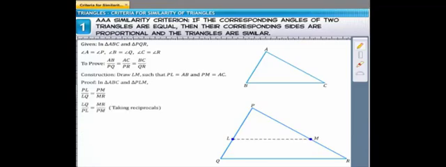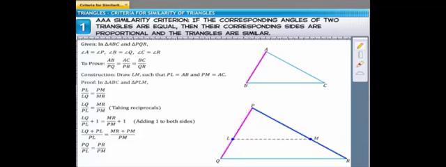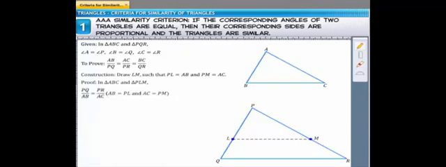Now, let's take the reciprocal of this equation. Let's add 1 to both sides of the equation and simplify it. Here LQ plus PL is equal to PQ and MR plus PM is equal to PR. Through construction, PQ and AB are in the same ratio as PR and AC. Now, let's take the reciprocal of this equation. We'll call this equation 1.